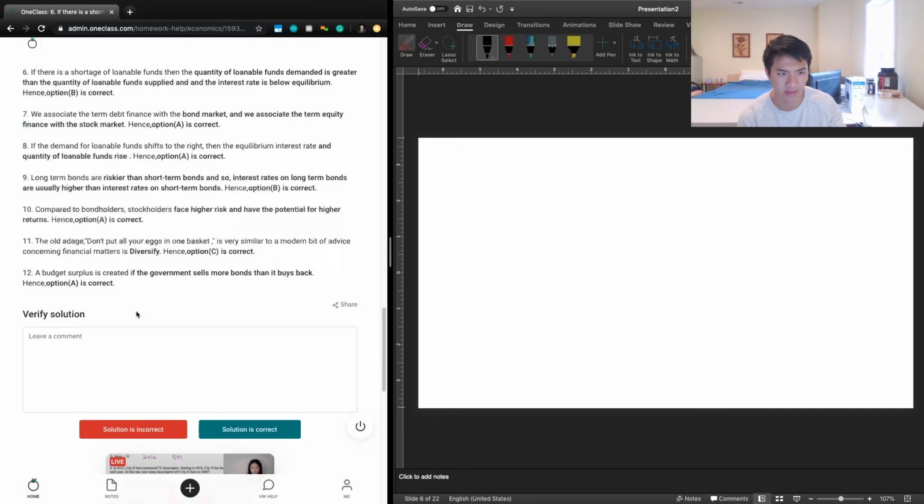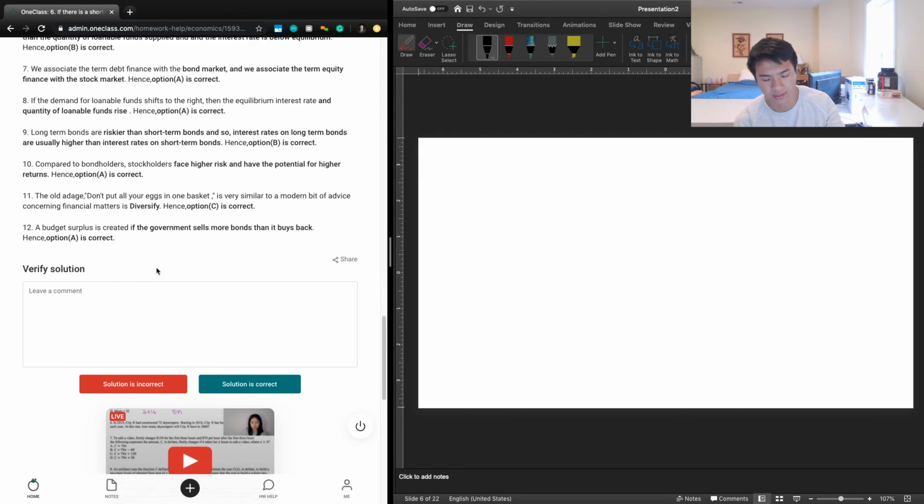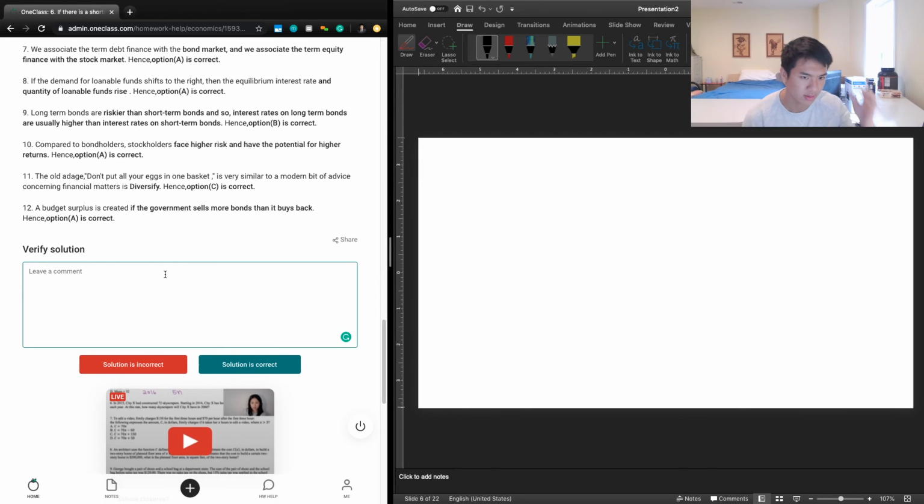So let's take a look at the other answer choices. The answer that the tutor put says a budget surplus is created if the government sells more bonds than it buys back. Hence, option A is correct. I would push back on that, and I would say that's not the correct answer. So for question 12, I would say D is correct.